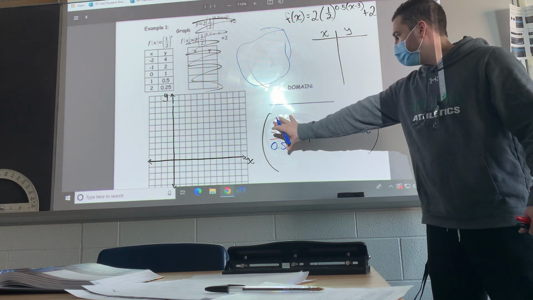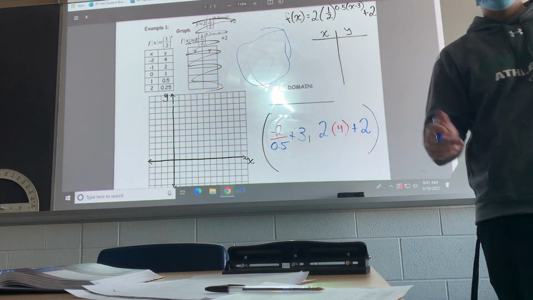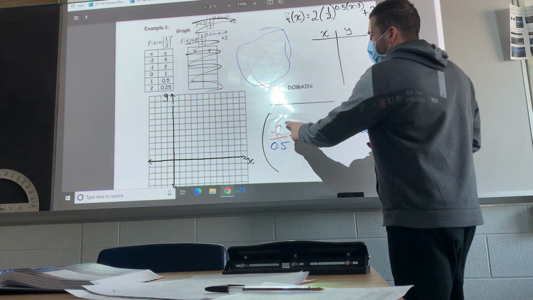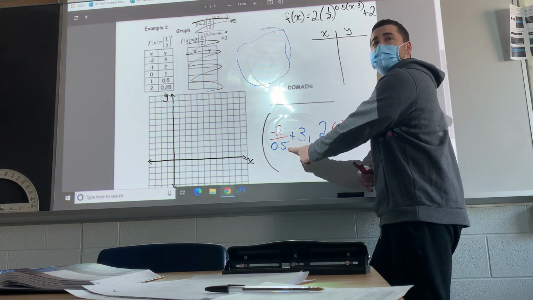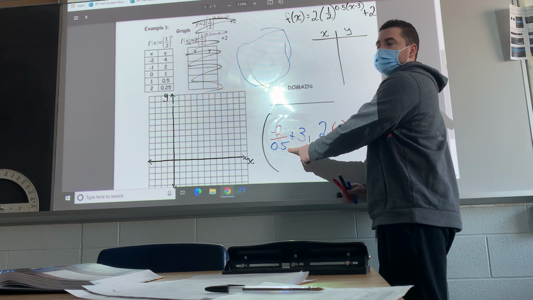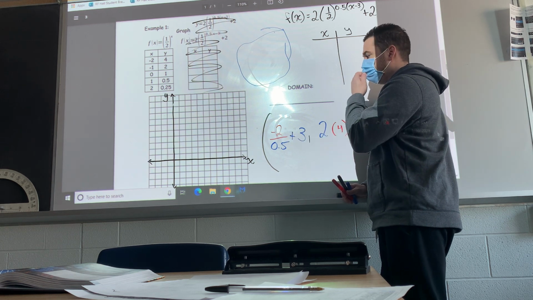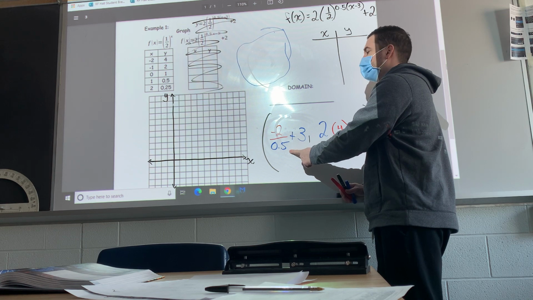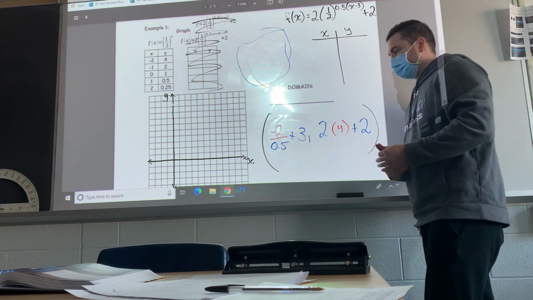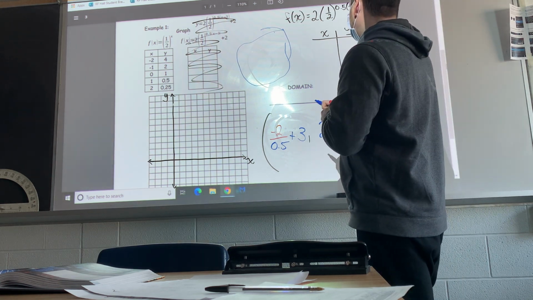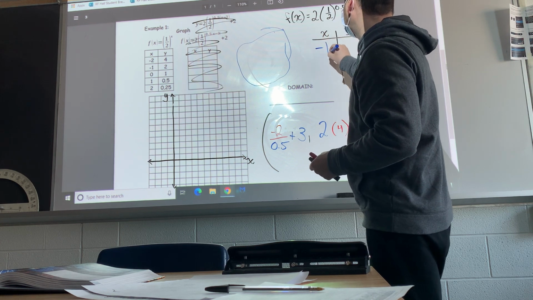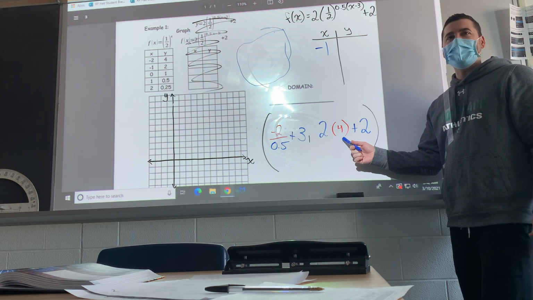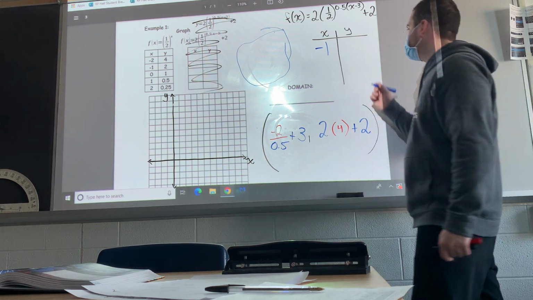And now we solve each one to get our new values. So we have -2 divided by a half. So -2 divided by 0.5 is -4, sorry. -4 plus 3 is -1. Then we have 2 times 4 is 8, plus 2 is 10.